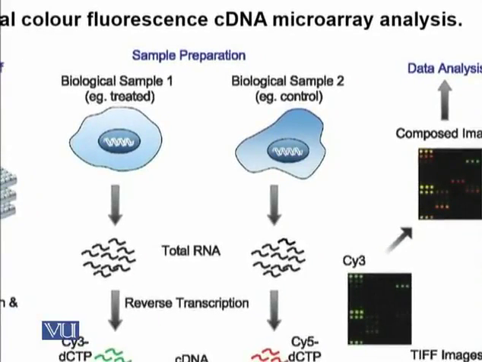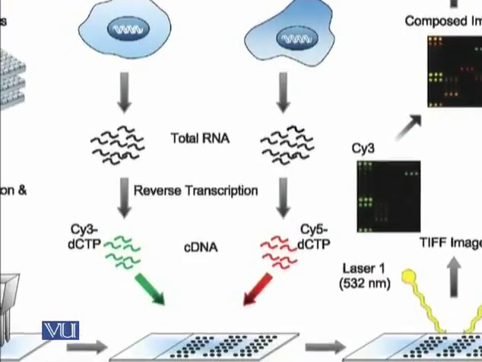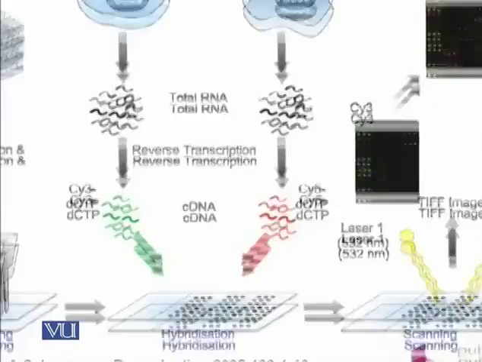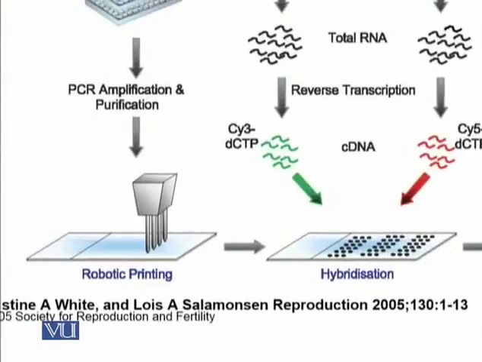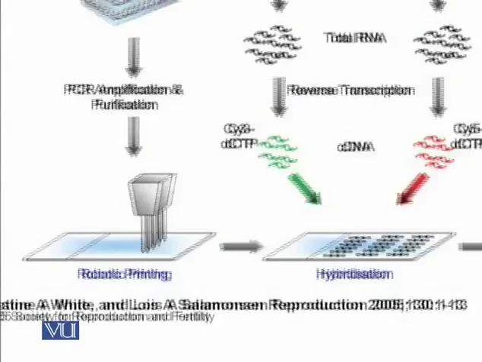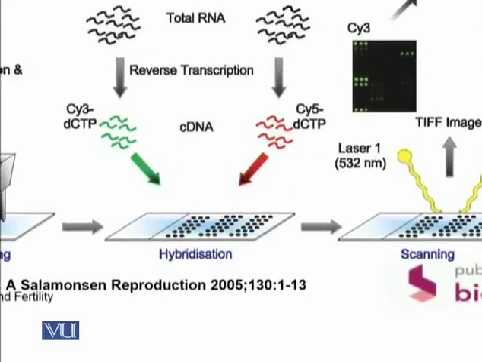Whatever is the sample, the researcher takes the sample and performs the extraction of RNA, cDNA, labeled cDNA, and then using this robotically printed microarray is going to hybridize it. कैसे hybridization होती है, we will talk about it.